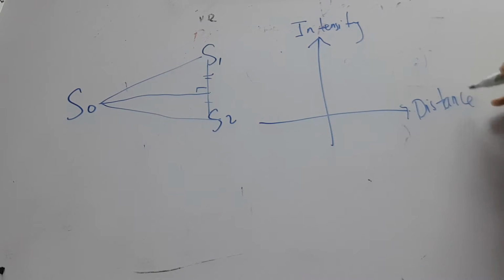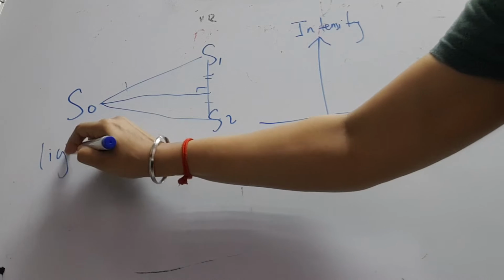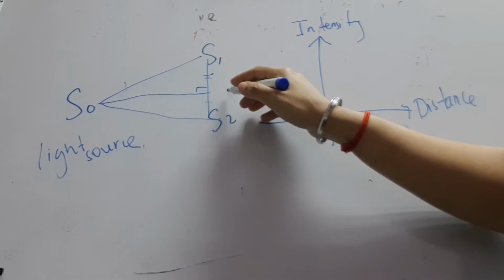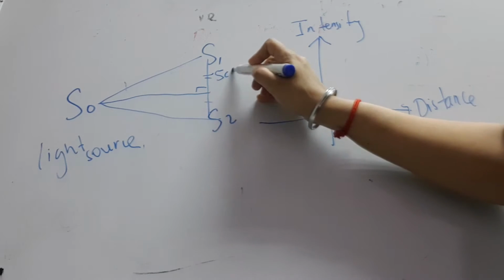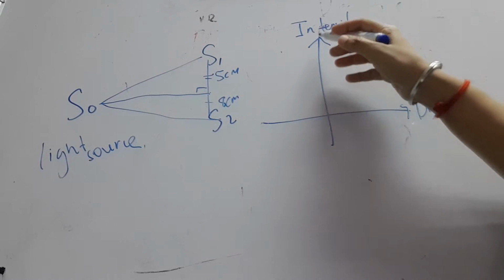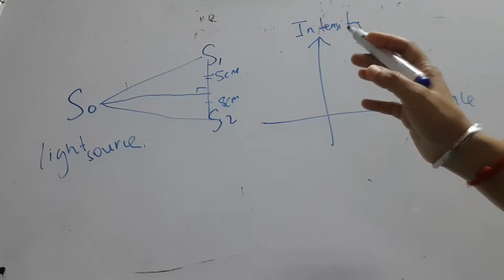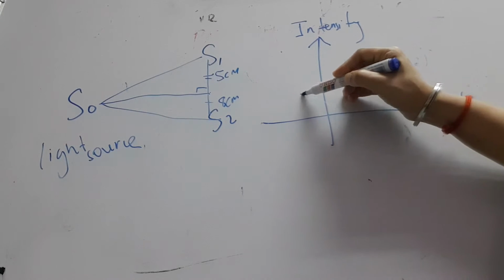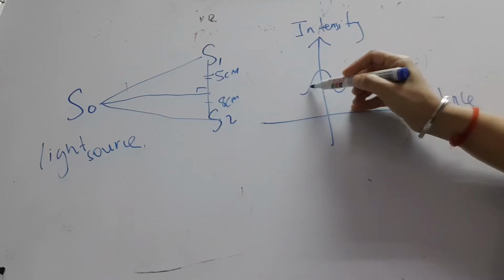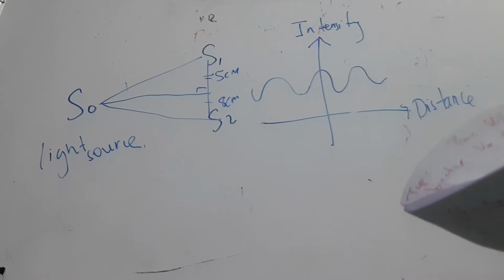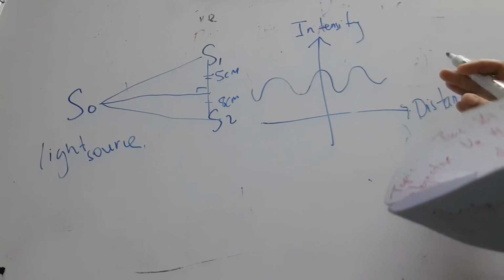So when your light source is not perpendicular, let's say this distance is 5 centimeter and this is 8 centimeter, the distance is not the same, so your intensity will not be formed the same. Let teacher show you what the pattern will be. The pattern will be something like that. This is the shape of the graph of intensity over distance.